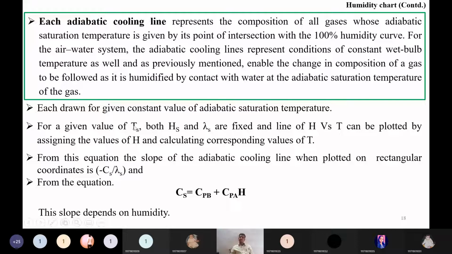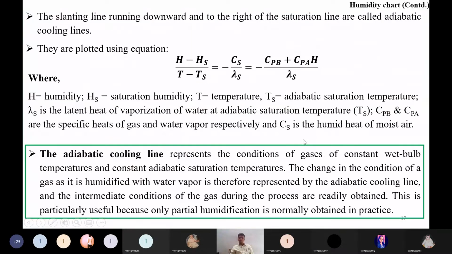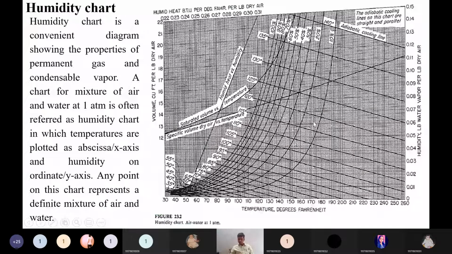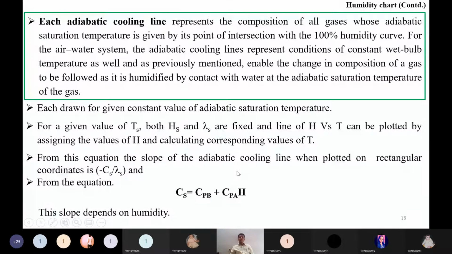So for a given value of Ts, that is the adiabatic saturation temperature, both Hs and lambda s are fixed, and the line H versus T can be plotted by assigning values of H and calculating the corresponding T values using these lines. For each H value, this will be a function of temperature. Then from the equations, the slope of the adiabatic cooling line when plotted on rectangular coordinates is minus Cs by lambda s.